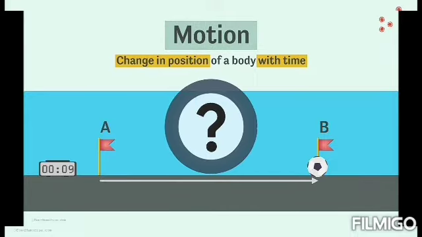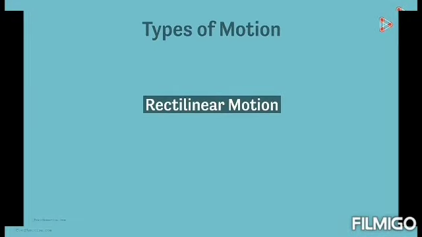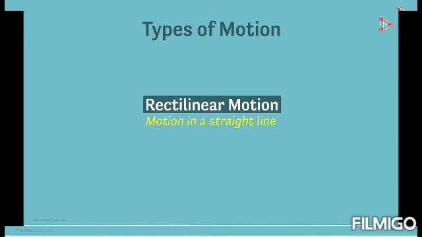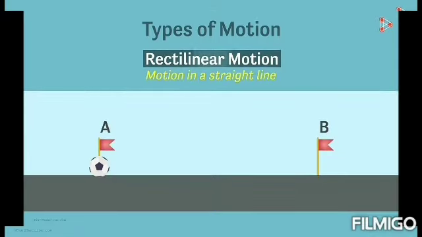What are the types of motion we have studied previously? We have seen 4 types of motion. The simplest of all is rectilinear motion. It is the motion of a body in a straight line. For example, in rectilinear motion, an object moves in a straight line from A to B.